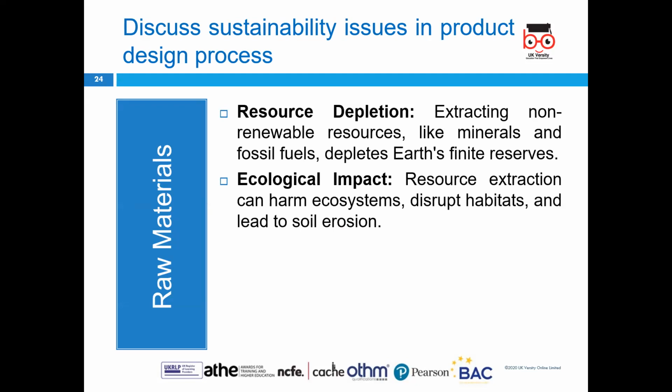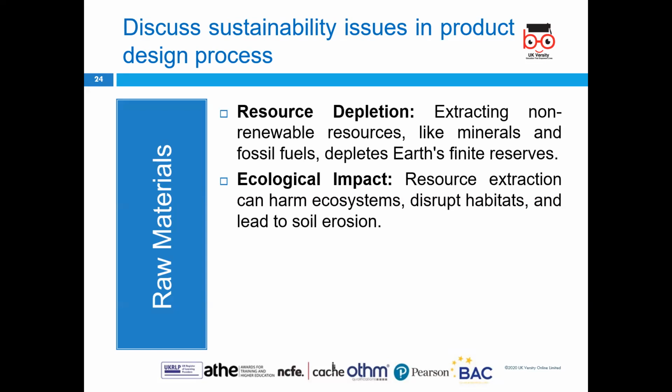So the first thing is the natural resources and the raw materials. So as the consumption pattern is increasing among individuals across the world, there is natural resource depletion. For example, extracting non-renewable resources like minerals and fossil fuels depletes the Earth's finite reserves. For example, if you are mining lithium, which will be used in electric vehicle batteries, that is a non-renewable resource. So probably after 50, 100 years, there will be no lithium. So that also needs to be considered.